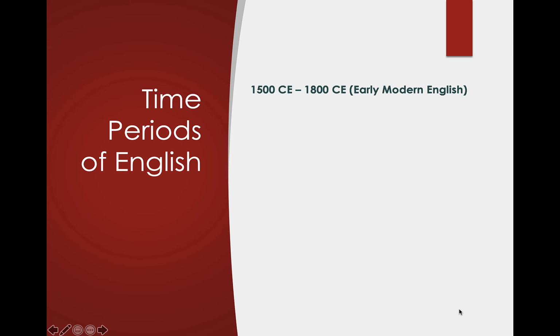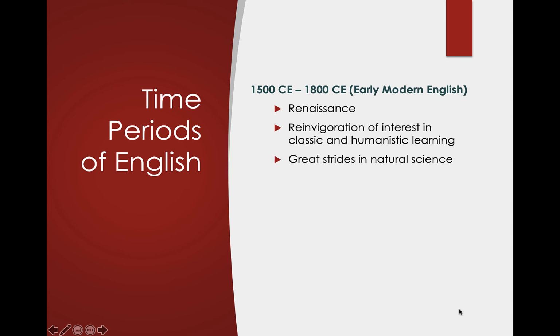Essentially, in the 16th century, the early modern English language emerged, influenced by the Renaissance, the increased interest in humanistic learning and classical writings, as well as natural sciences. As a result, English vocabulary became greatly enriched by vocabulary of Greek and Latin origin.